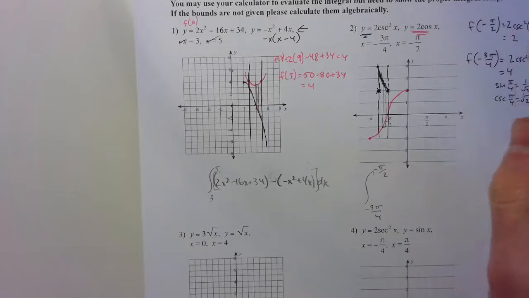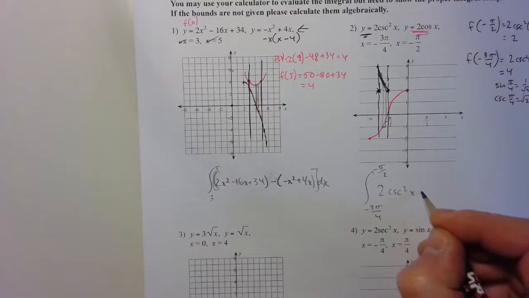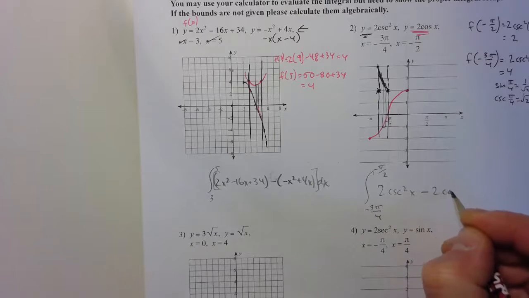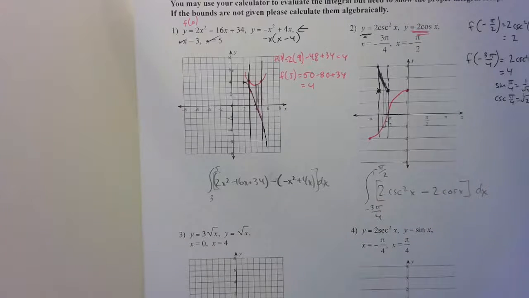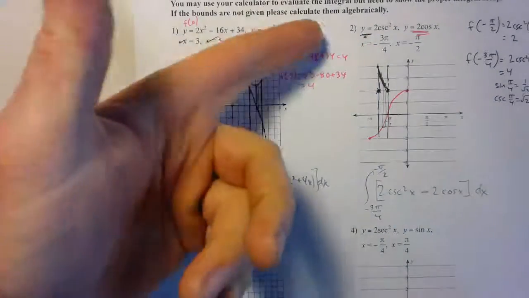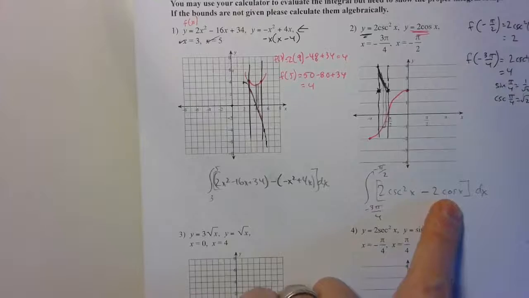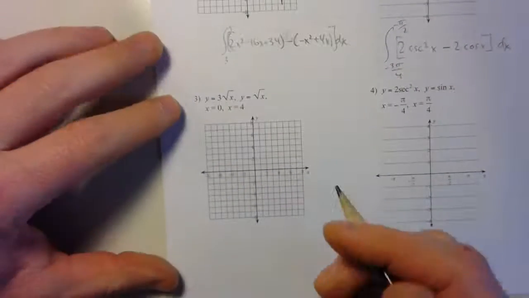My top function again, the black one, is 2 cosecant squared of x, and then I subtract the 2 cosine of x, and that's dx. There's my setup for it. At first it looks kind of like, oh geez, we have to deal with these functions, but hey guys, we can integrate both of these pretty easily. Next one here.